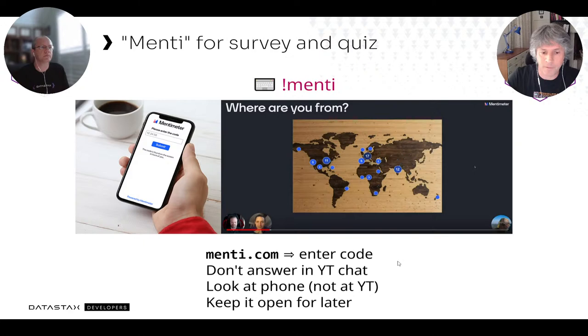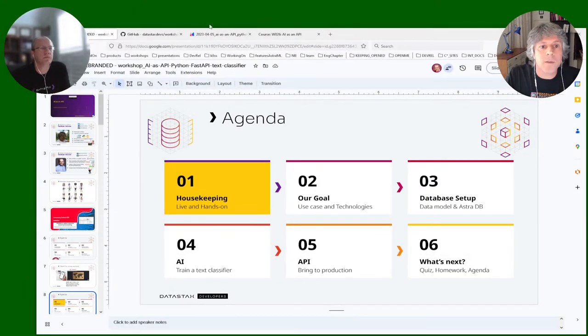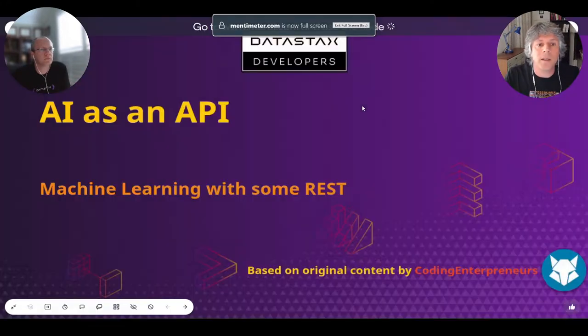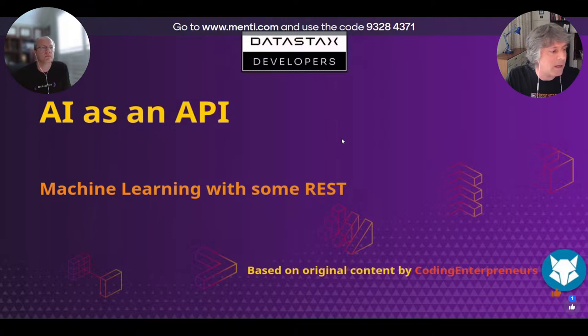But first things first, I would like to ask you to go to menti.com with your phone or another browser tab, please, and enter the code that you see here in the YouTube chat, that is 93284371. If I manage to start Menti, you will be able to join our interactive presentation and help us in getting to know you. Okay, I see some thumbs up appearing on the bottom right corner already. That's good.